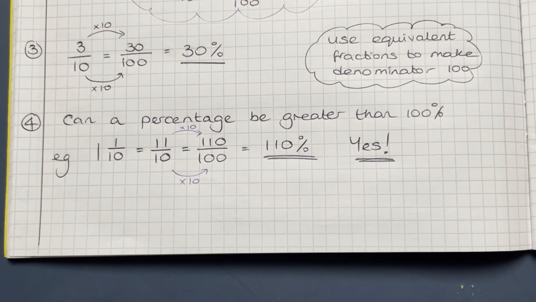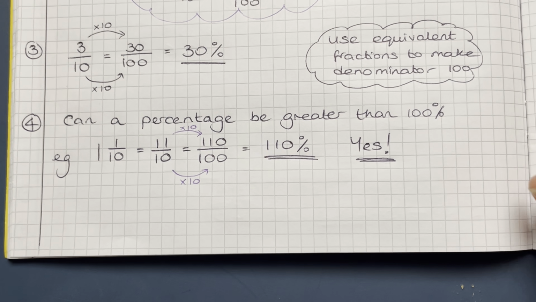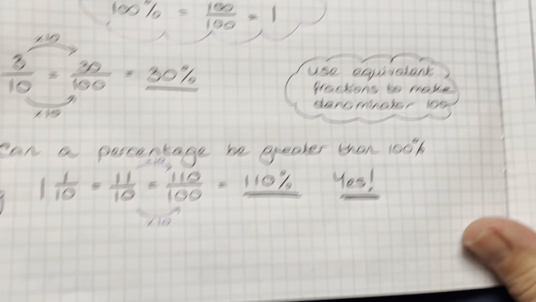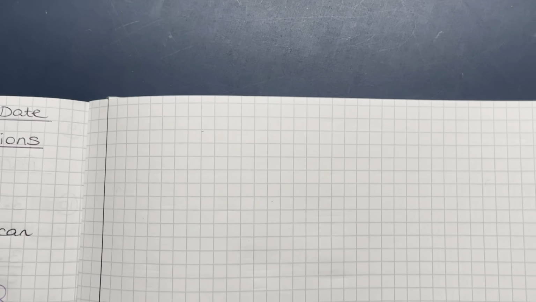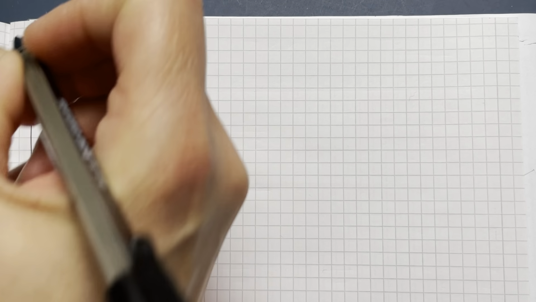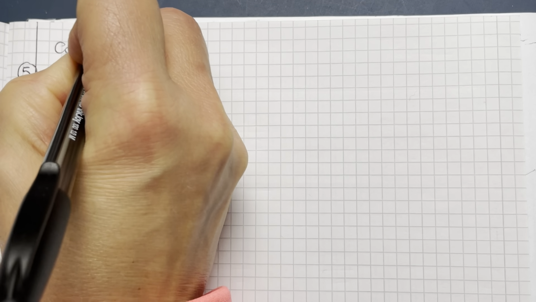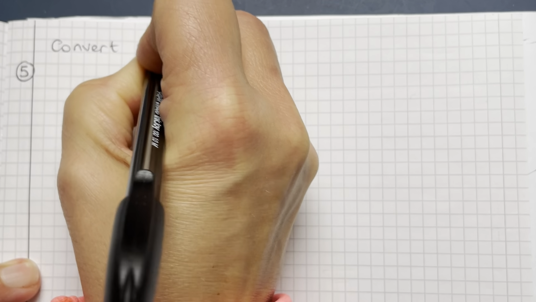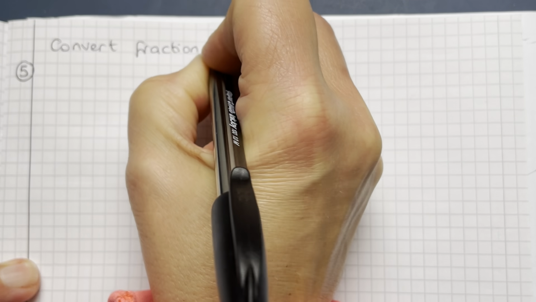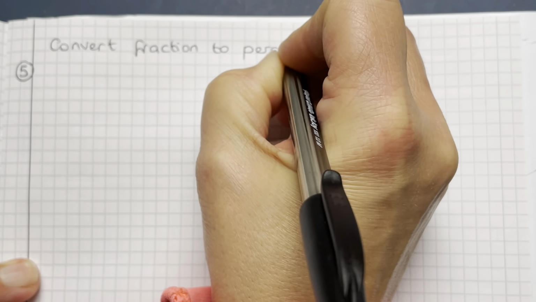Firstly, I want to look at converting a fraction to a percentage, which is what we've done here, but I just want to set it out because we've got a couple of different methods we can use depending on the numbers that we're looking at. So I'm going to put question 5 here. I'm going to put a little subheading here: Convert fraction to percentage.